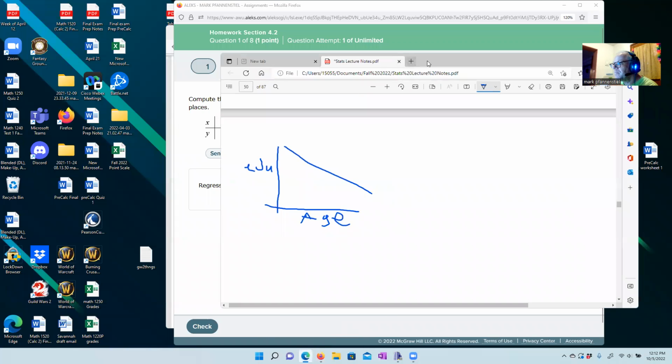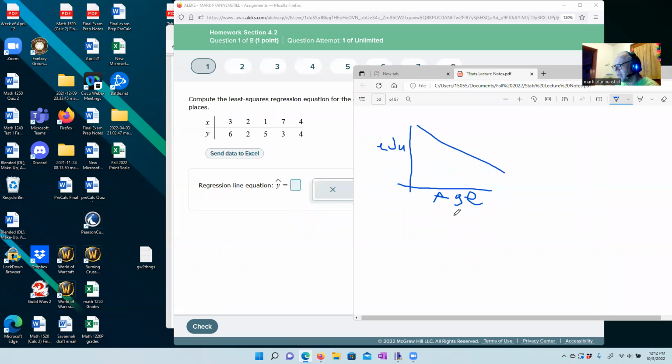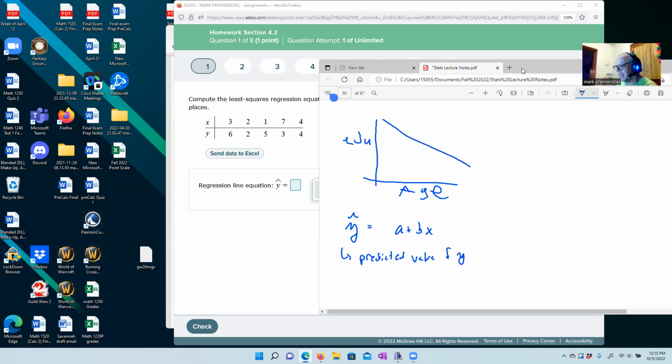Now, why did they put this funny little hat? Okay, y hat equals, what they're asking us to do is to say something like a plus bx. This is the estimated, predicted value of y. We want to be clear about that. It's not the actual value, because you might have a scatter plot that says the actual value is something else. We are not interested in what the actual value is. We're trying to make a prediction. So we actually want to know what the y hat value is. This is pronounced y hat.